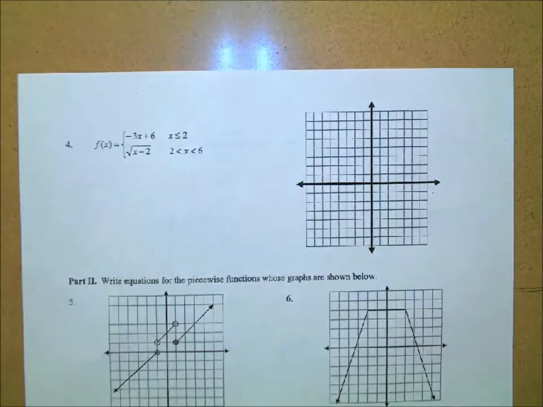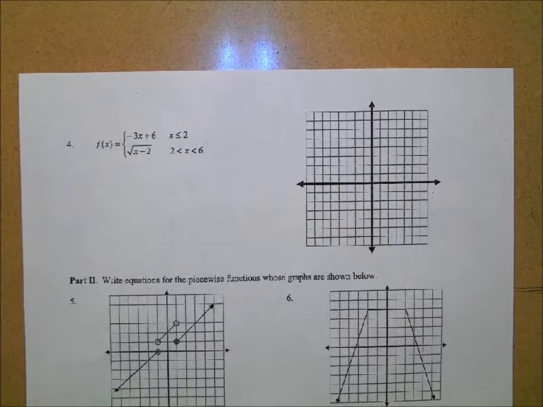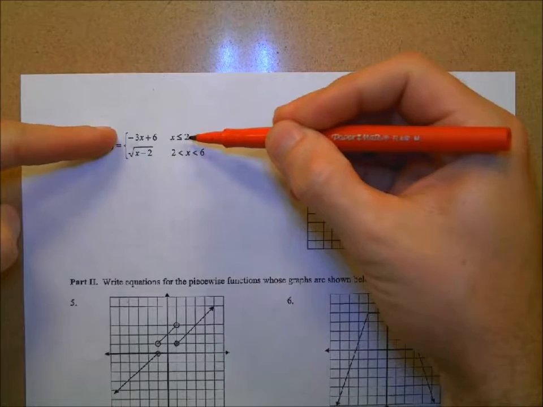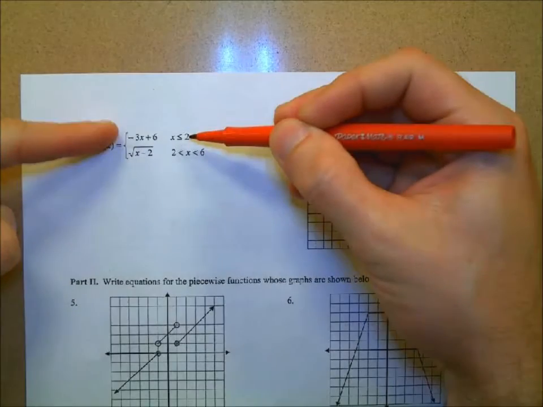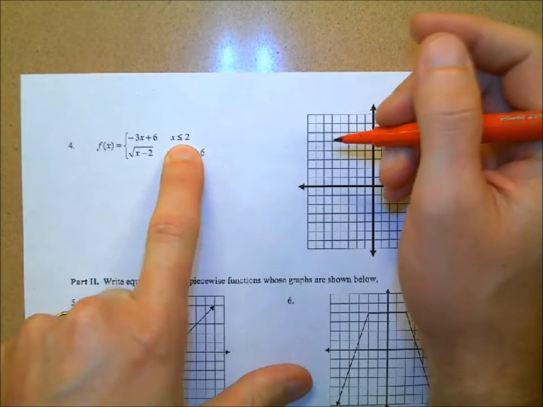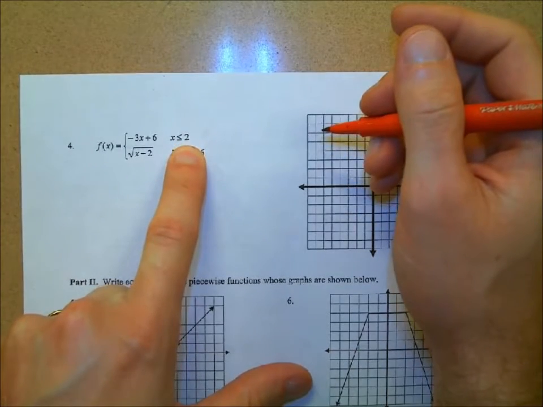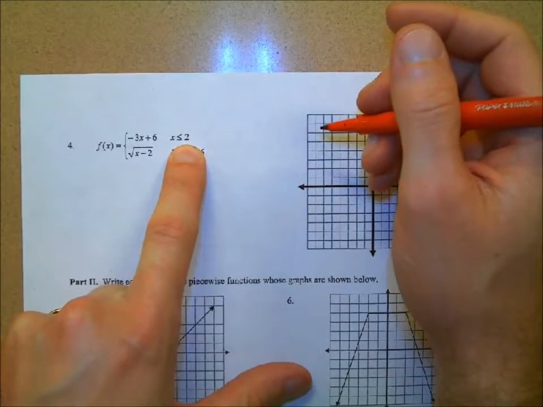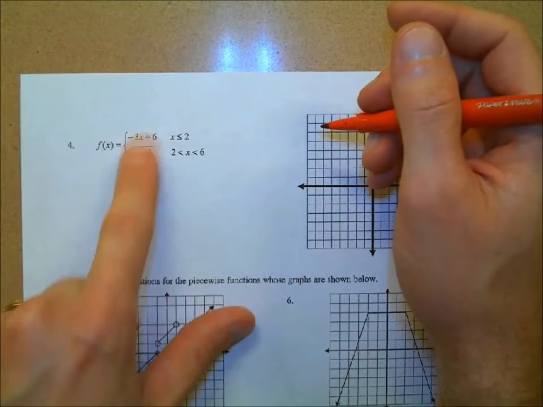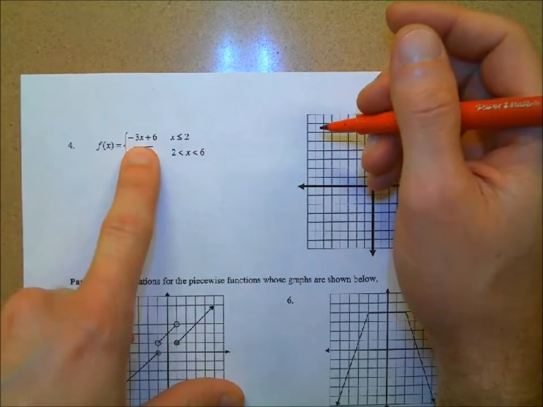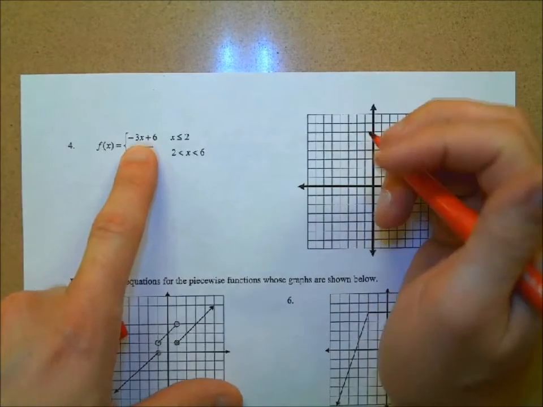My recommendation, and again, you can do however you want here, but I like to start with the first function, and I like to start at its end point. So at 2 in this case, exactly right. To graph this, I'm going to take that 2 and plug it in here. So negative 3 times 2, negative 6, plus 6, 0.